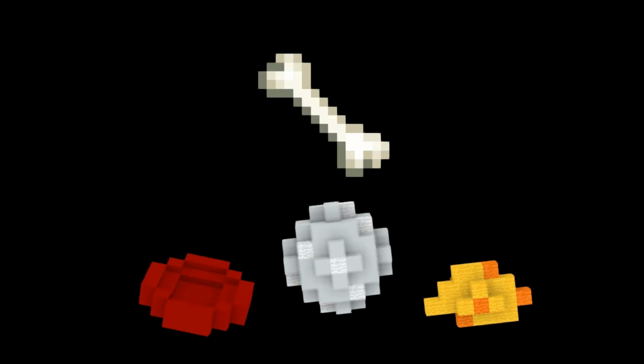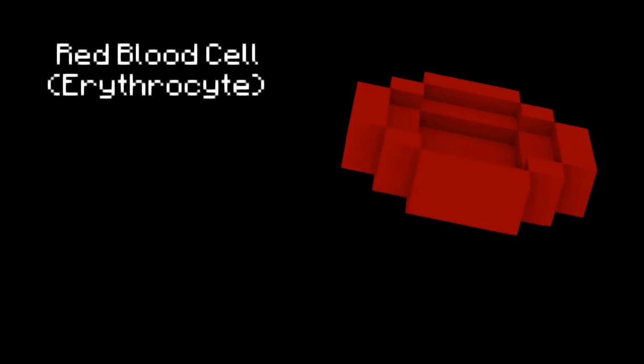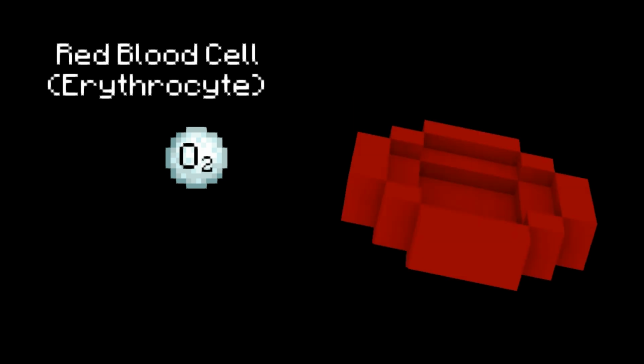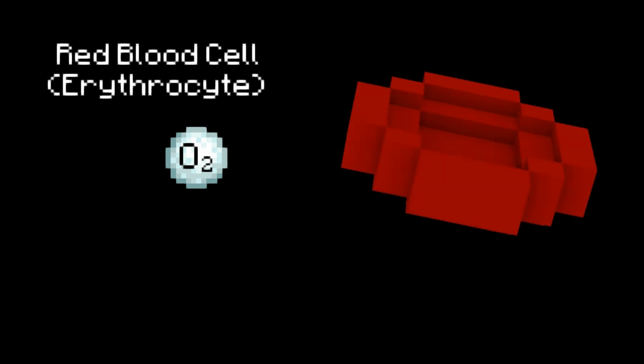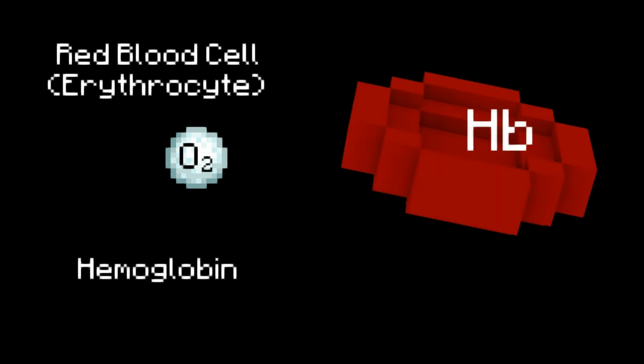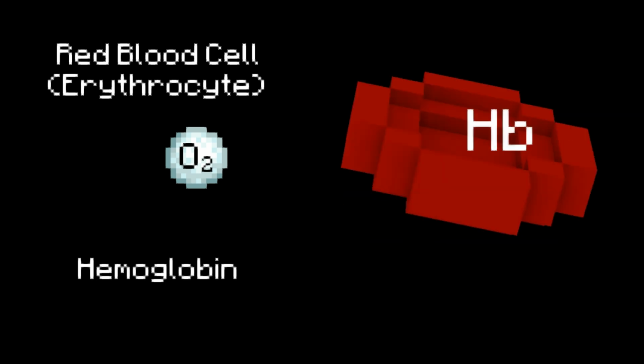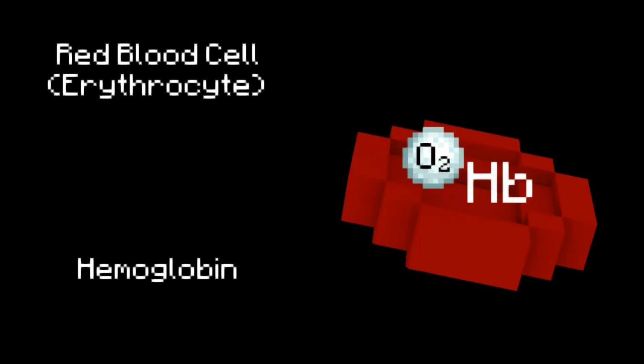Throughout the blood vessels flows three types of blood cells, all made in red bone marrow. Red blood cells, aka erythrocytes, transport oxygen and nutrients throughout the whole body. They are structured as biconcave discs and do not have a nucleus. They are made from hemoglobin, a protein that contains iron. This is what allows red blood cells to carry oxygen throughout the whole body.